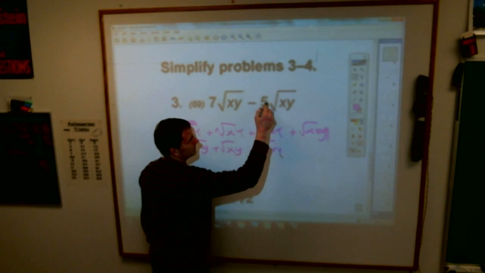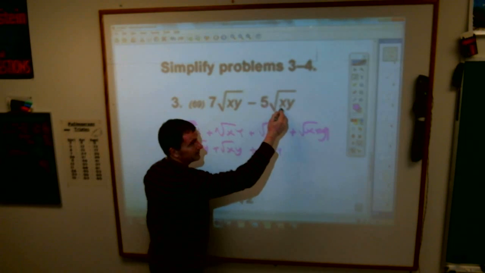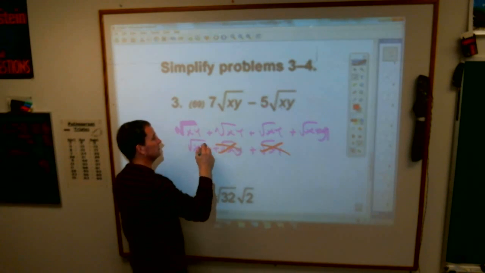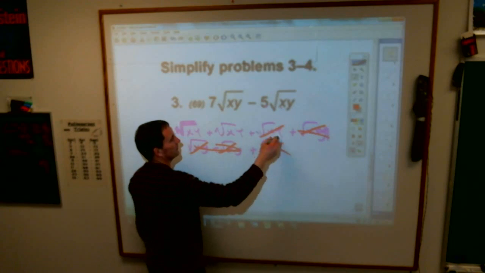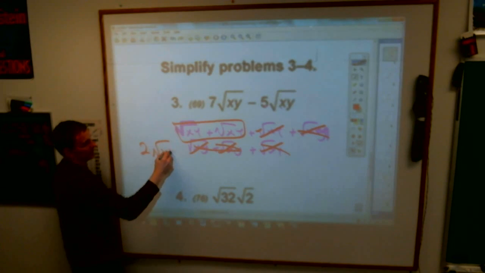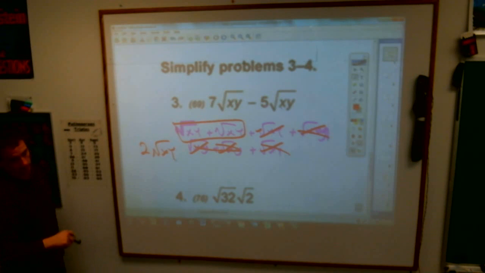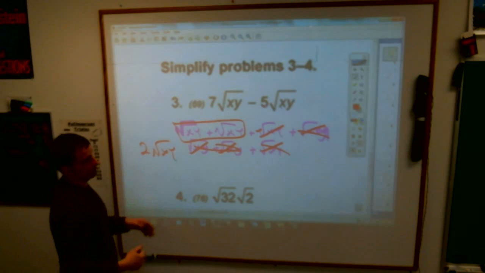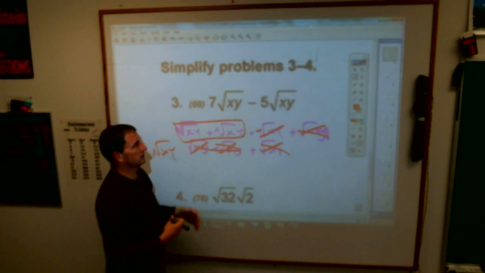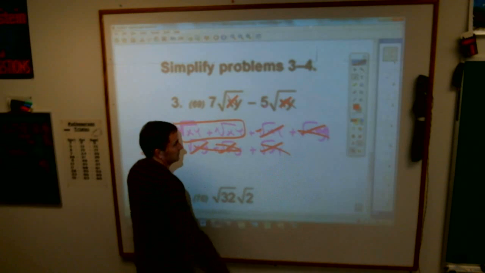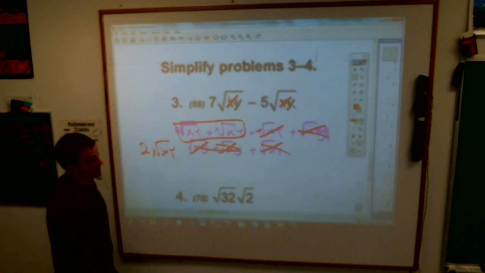Now, what am I doing? I am taking 5 of them away. Minus 1, minus 2, minus 3, minus 4, minus 5. What am I left with? I'm left with 2 square roots of xy. Now, if it's times, that's a different story, but this is adding. Just like if this was 7x minus 5x, you get 2x. Not x, but y.